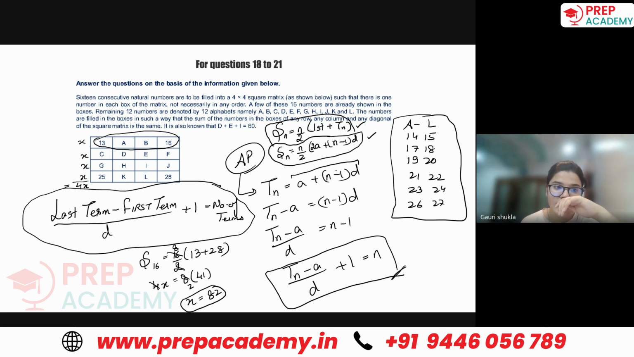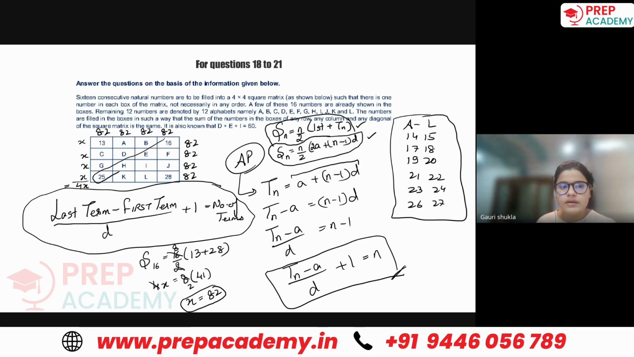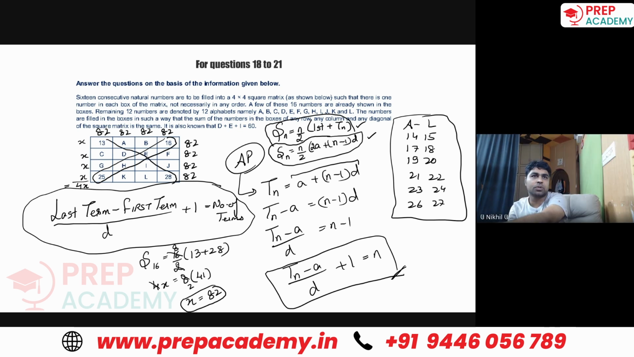Yes. So, if this summation is 82, this summation is 82, this summation is 82, this summation is 82, right? The summation of this column is also 82. This column summation is also 82. This diagonal summation is also 82. This diagonal summation is also 82.